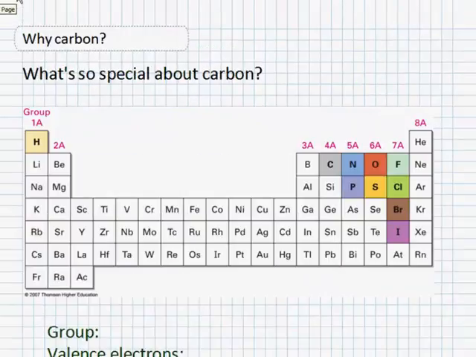So what's so special about carbon? Let's take a look at our periodic table here. Highlighted on this table are pretty much the only elements that we'll be dealing with in organic chemistry: hydrogen, carbon, nitrogen, oxygen, fluorine, so most of them from the right-hand side of the first row. Then phosphorus, sulfur, chlorine, bromine, and iodine. That's about it. We're not going to talk a whole lot about transition metals.